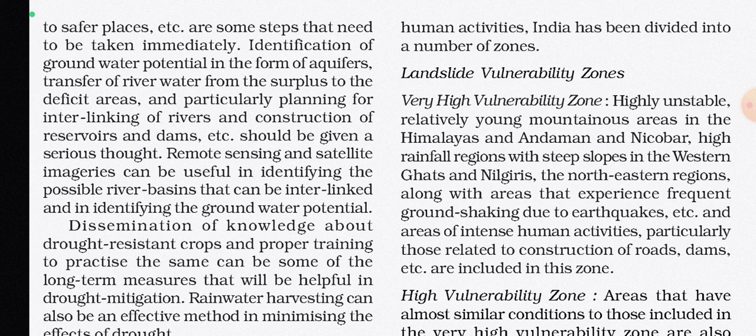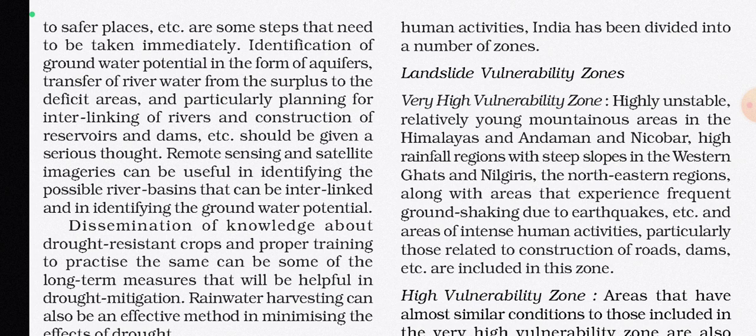Landslide vulnerability zones. Very high vulnerability zone: highly unstable, relatively young mountainous areas in the Himalayas and Andaman and Nicobar, high rainfall regions with steep slopes in the Western Ghats and Nilgiris, the northeastern regions, along with areas that experience frequent strong ground shaking due to earthquakes, etc., and areas of intense human activities, particularly those related to construction of roads, dams, etc., are included in this zone. High vulnerability zone: areas that have almost similar conditions to those included in the very high vulnerability zone are also included in this category. The only difference between these two is the combination, intensity, and frequency of the controlling factors.